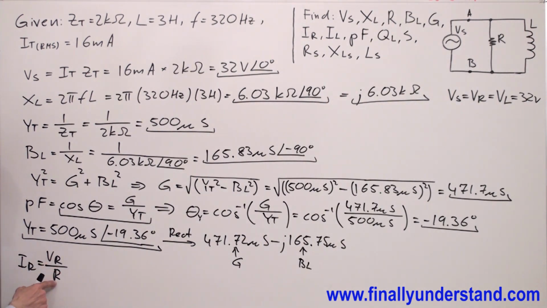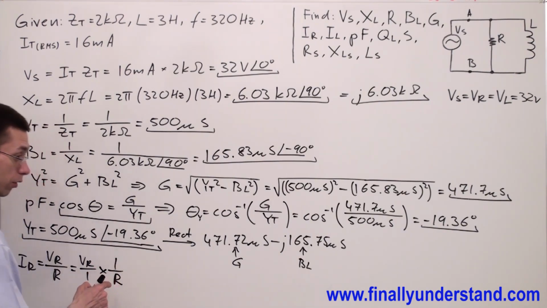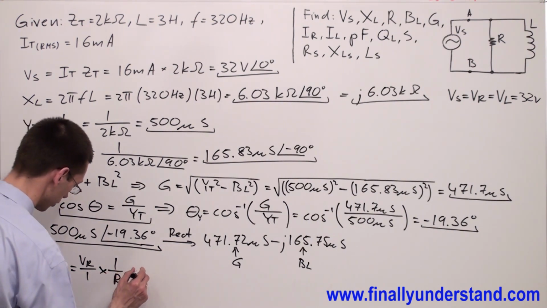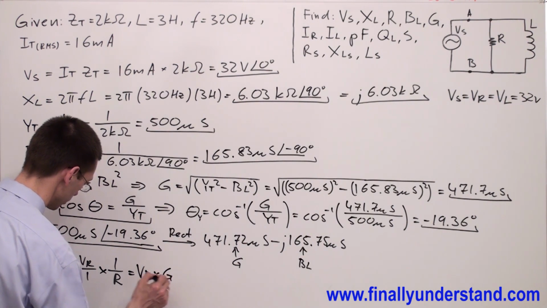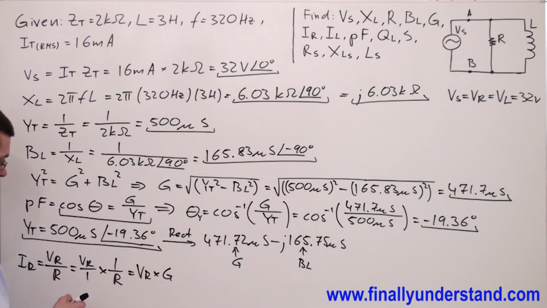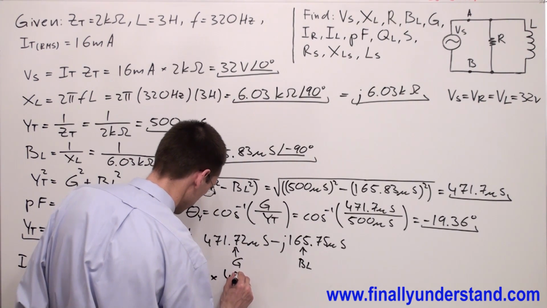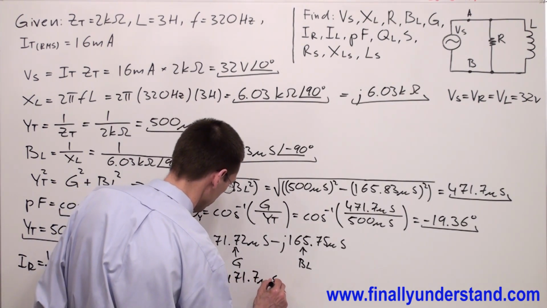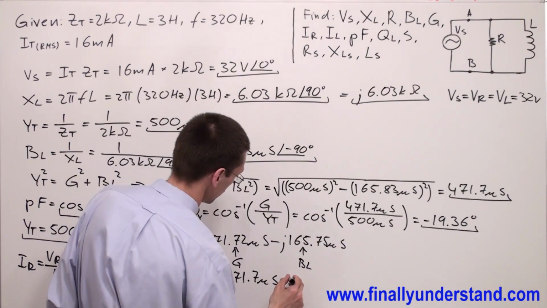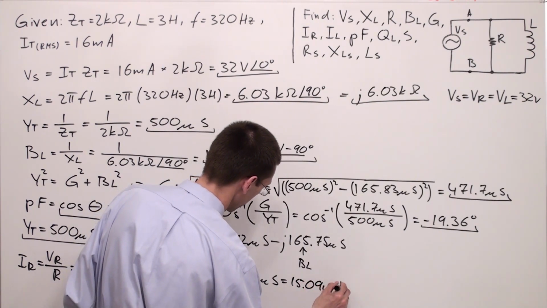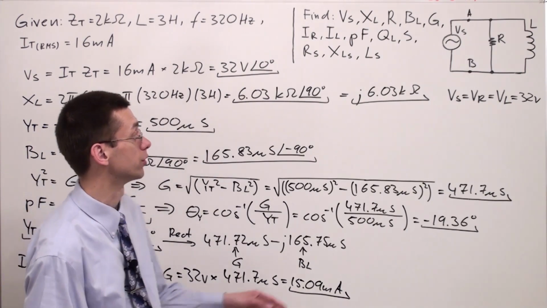So I'm supposed to ask the question, okay, so where is the resistance? We don't have to have resistance if we have conductance. You can rewrite this formula as VR over 1 times 1 over R, where 1 over R is conductance. So I can rewrite this formula like this, VR times G, because 1 over R is G and VR over 1 is just VR, where VR is equal to 32 volts times G, which we found is equal to 471.7 microsiemens. I'm going to use this value. This is equal to 15.09 milliamps.